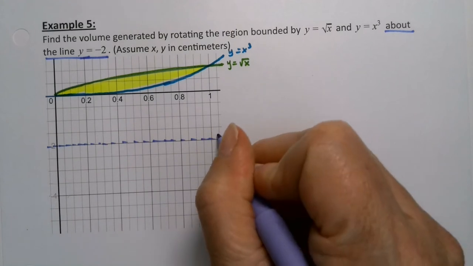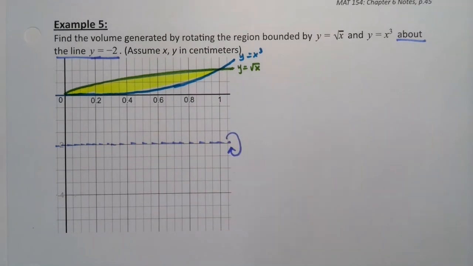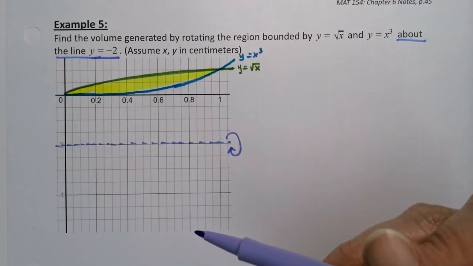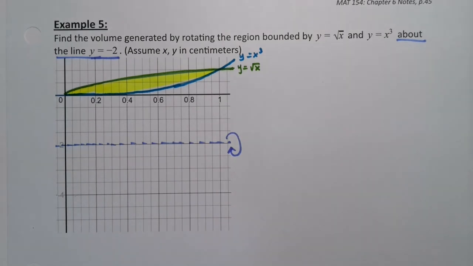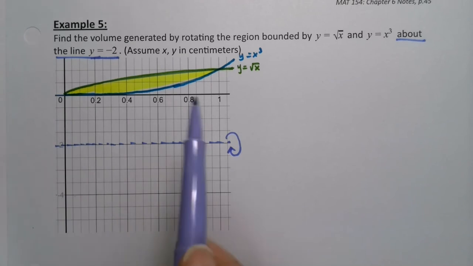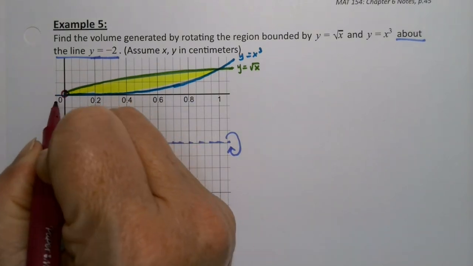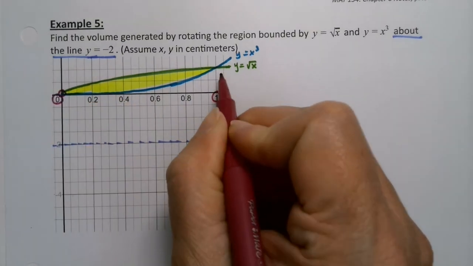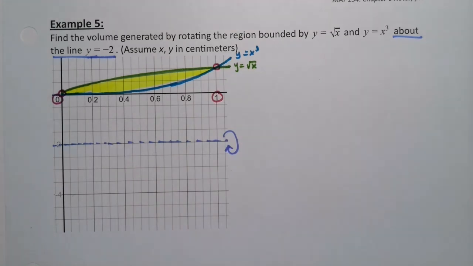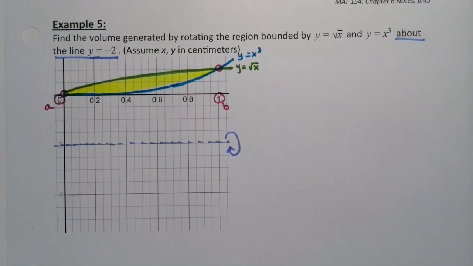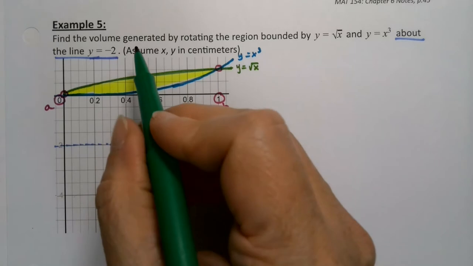So this line right here is where we're spinning this object. It's going around and around that axis, that horizontal line. It's not the x-axis, but it's the axis of rotation. All right, well, the boundaries are still 0 and 1. That hasn't changed. We can still see that the intersections here are 0 and 1, just like before. So this is a and this is b. No problem.